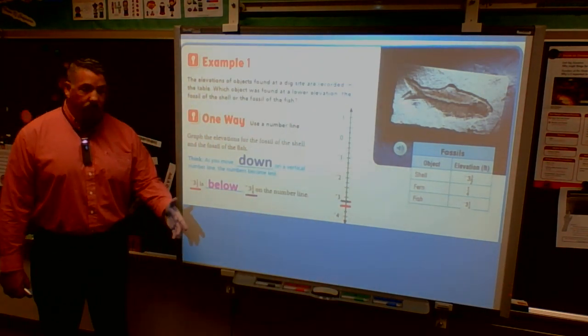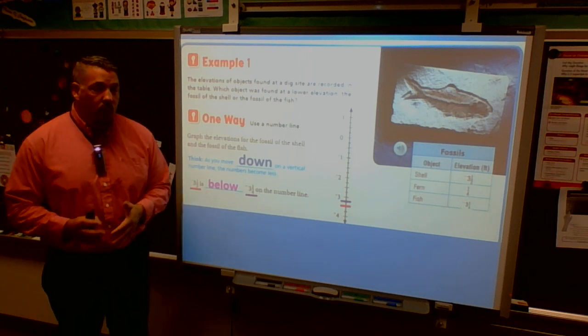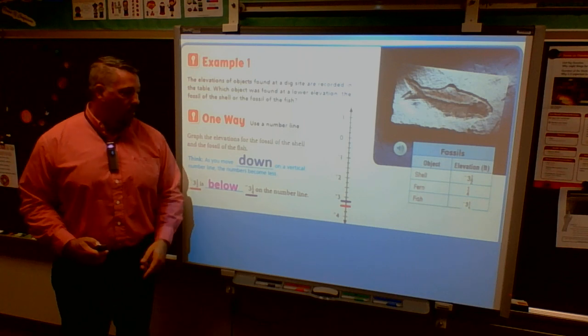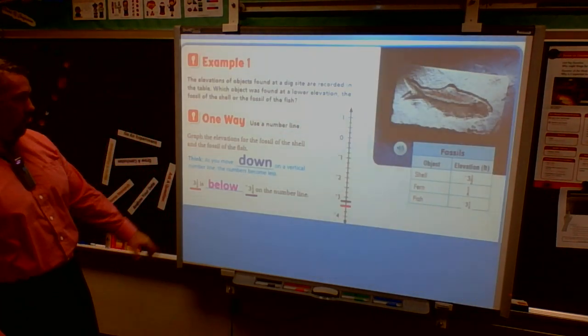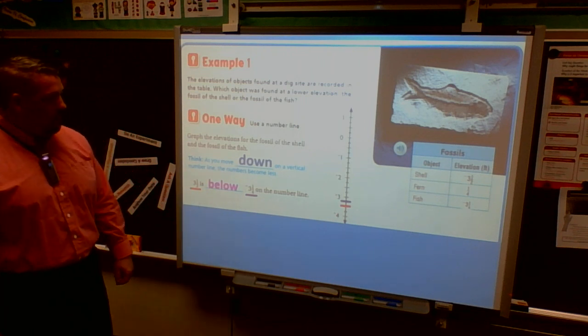So which one is further down? Which one has the less value? Which one is furthest away from the 0? Well, that's going to be, sorry, went too fast. That's going to be my negative 3 1/2.